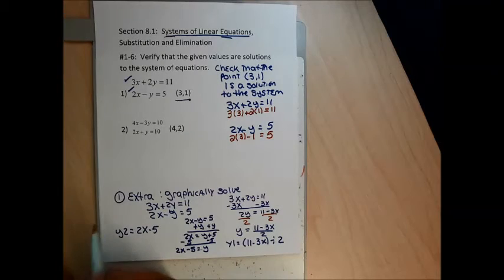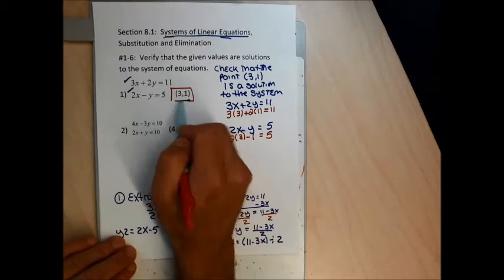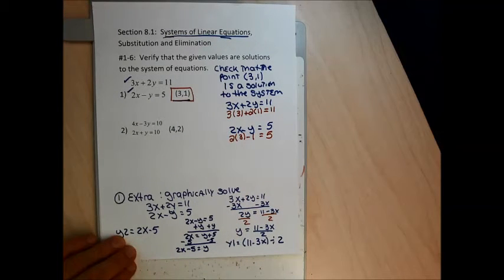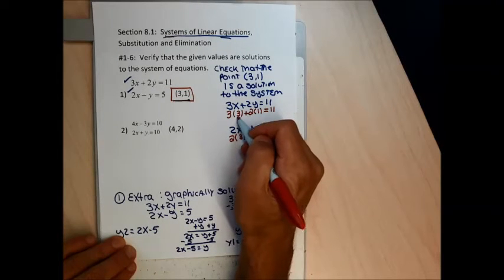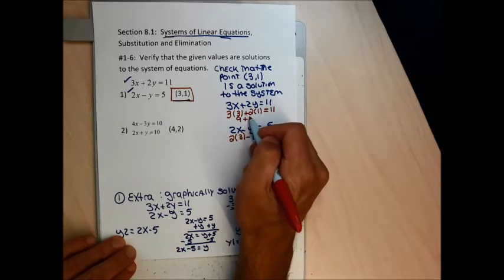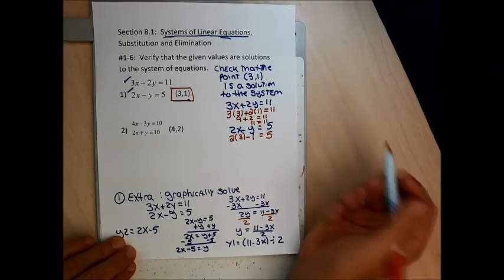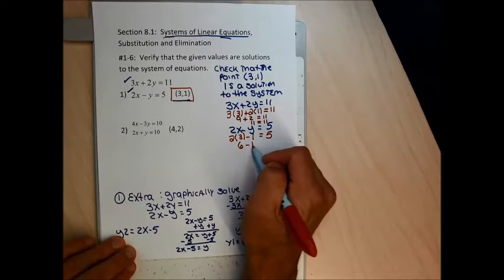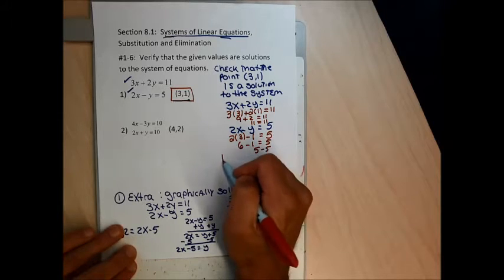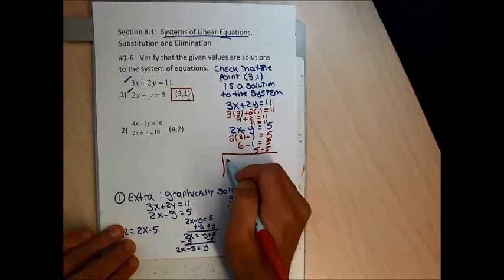And the only way that this is in fact a solution to the system of equations is if both simplifications come out to a true statement. This statement here would give me 9 plus 2 equals 11, and it would give me 11 equal to 11. And the bottom one would give me 6 minus 1 equal to 5, which gives me 5 equal to 5. So I'm done what needs to be done.